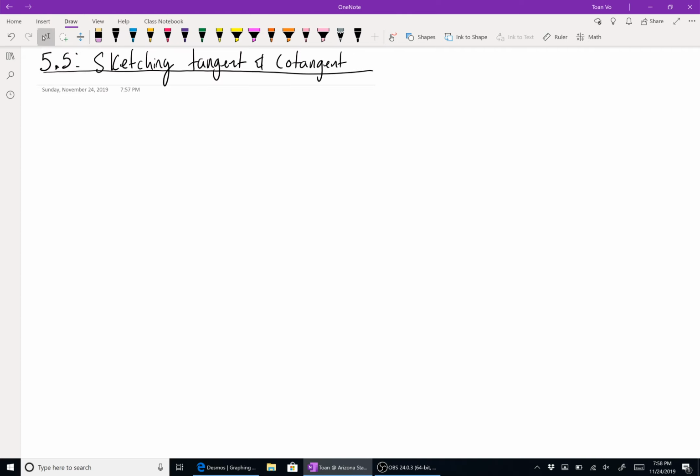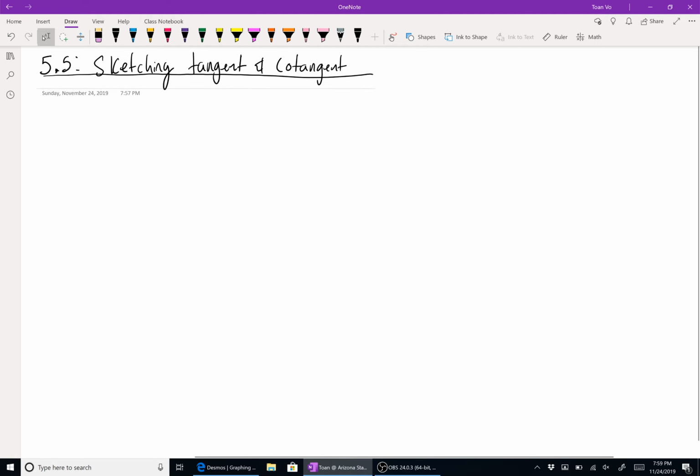So this lesson is about sketching tangent and cotangent. Like I said last week, we're going to take a graphical viewpoint of every single trig function two at a time. Last Friday we did sines and cosines. Today we'll take a look at tangent and cotangent. Well, first things first, let's just see what the heck this guy looks like.